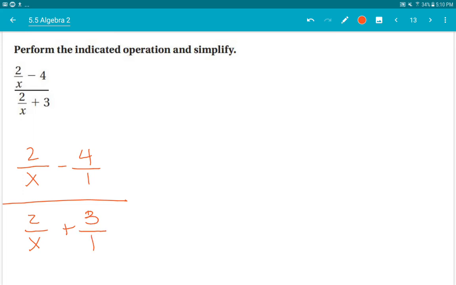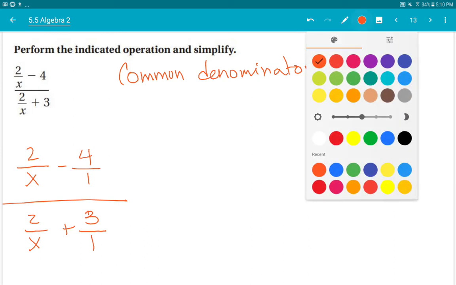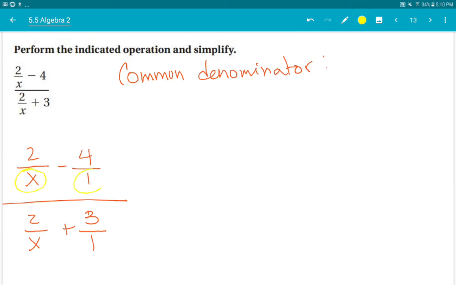Okay, now if I asked you to find the common denominator for all four fractions, what would the common denominator be? For all four fractions, we have to pay attention and look closely at x, 1, x, 1. What would be the common denominator for all four of them? Okay, now if you guessed x, you're right. x is the common denominator. So I'm going to take this common denominator and multiply x times every single term I have here.